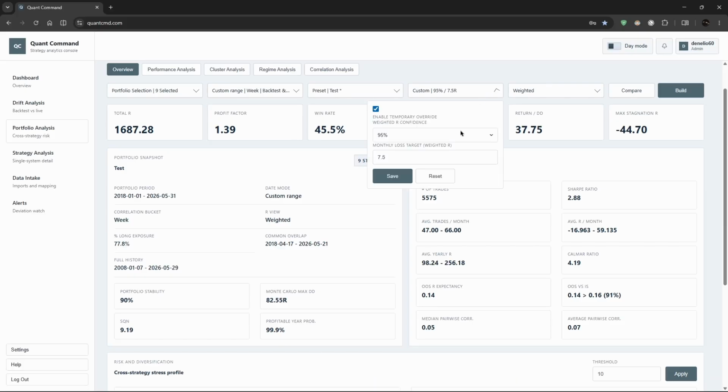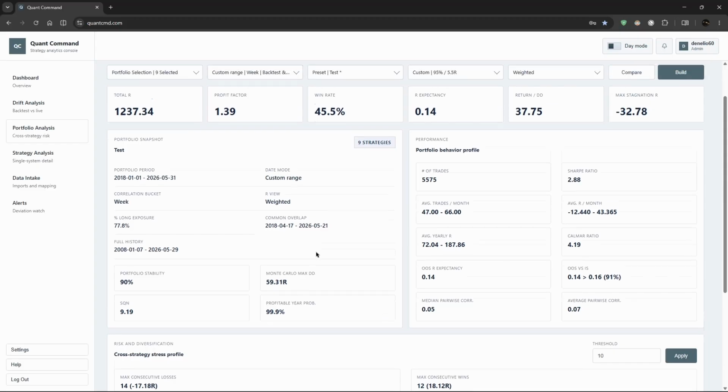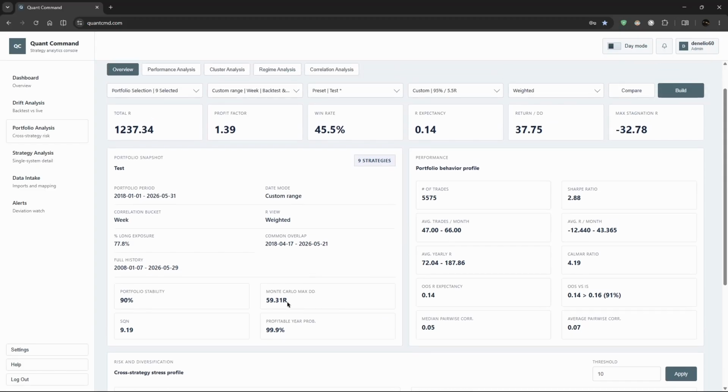And I can simply just adjust my risk for this. So let's say I change my risk to about this amount. You can see that now my Monte Carlo is 59%, basically 60%. So now I can expect my worst case scenario drawdown to be 60%. Previously it was 80%. And obviously with this, as you reduce your worst case scenario drawdown, your returns also reduce.